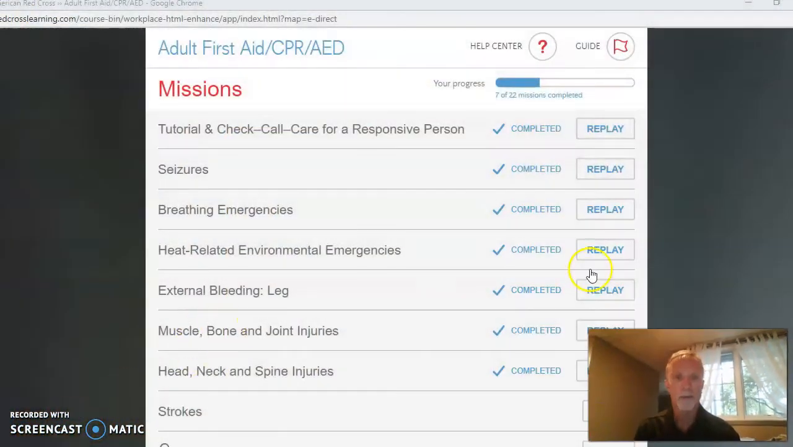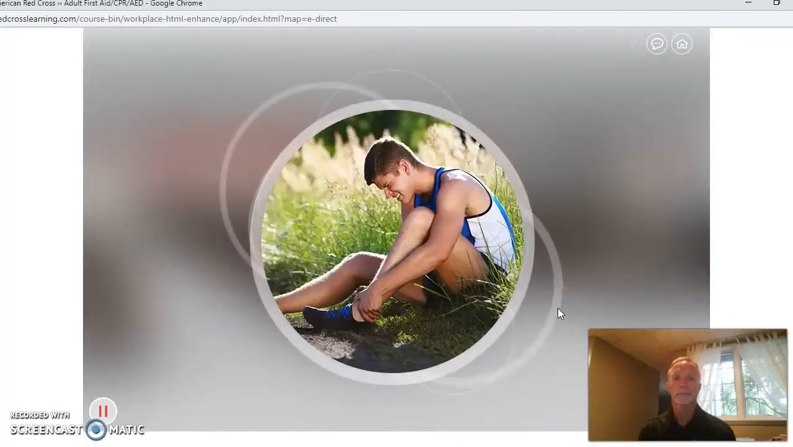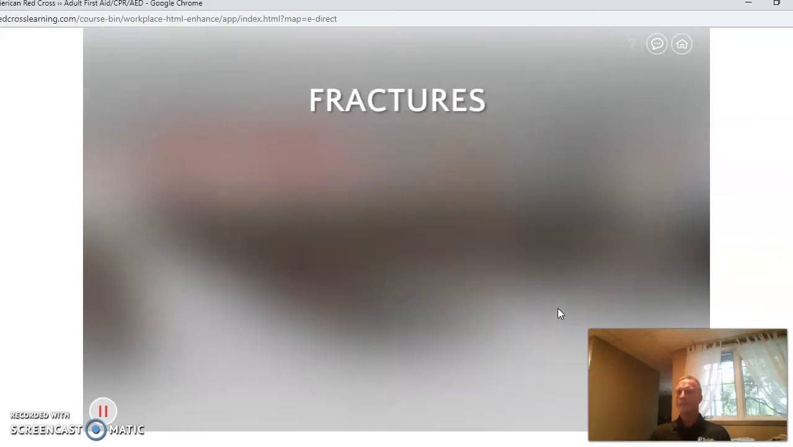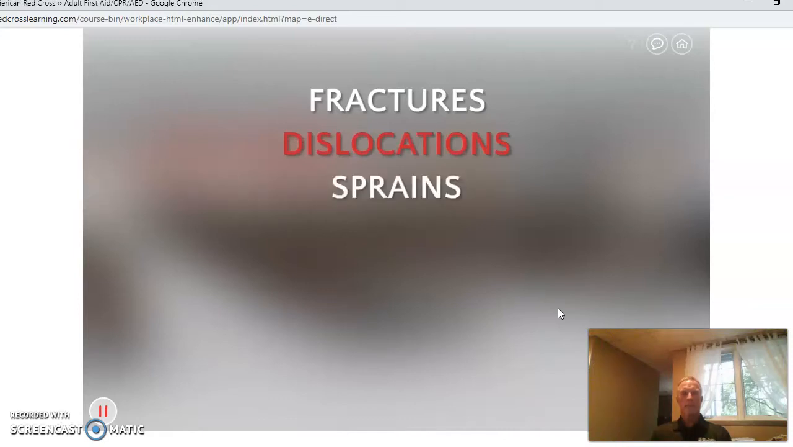I'll minimize myself, and we are going to go to right here. Muscle, bone, and joint injuries come in all shapes and sizes, and it's important for you to be able to recognize the different types in order to provide proper care. The four main types are fractures, which are a complete break, chip, or crack in a bone; dislocations, which is the movement of a bone at a joint away from its normal position; sprains, which involve the stretching or tearing of ligaments at a joint; and finally, strains, which is the stretching and tearing of muscles or tendons.